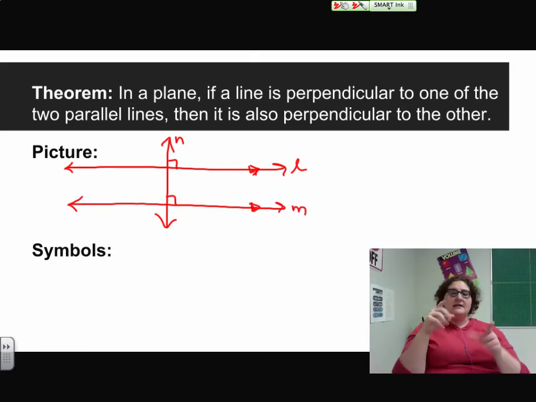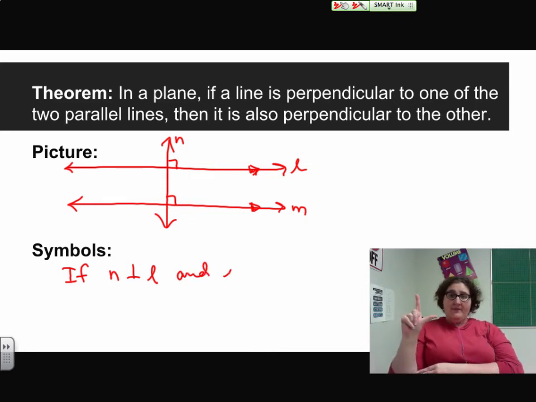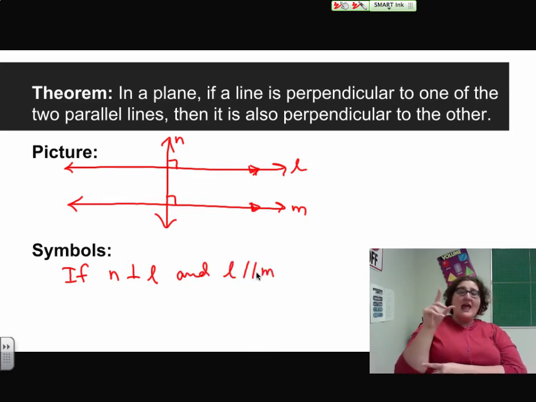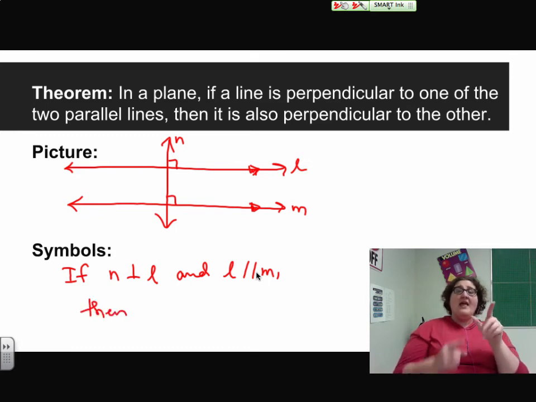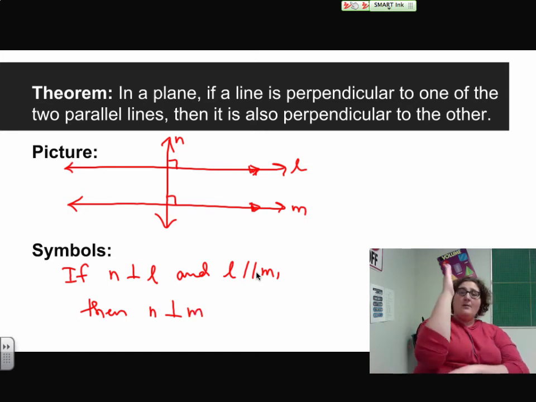So in symbols, it's saying if N is perpendicular to L and line L is parallel to line M, then N is perpendicular to M.